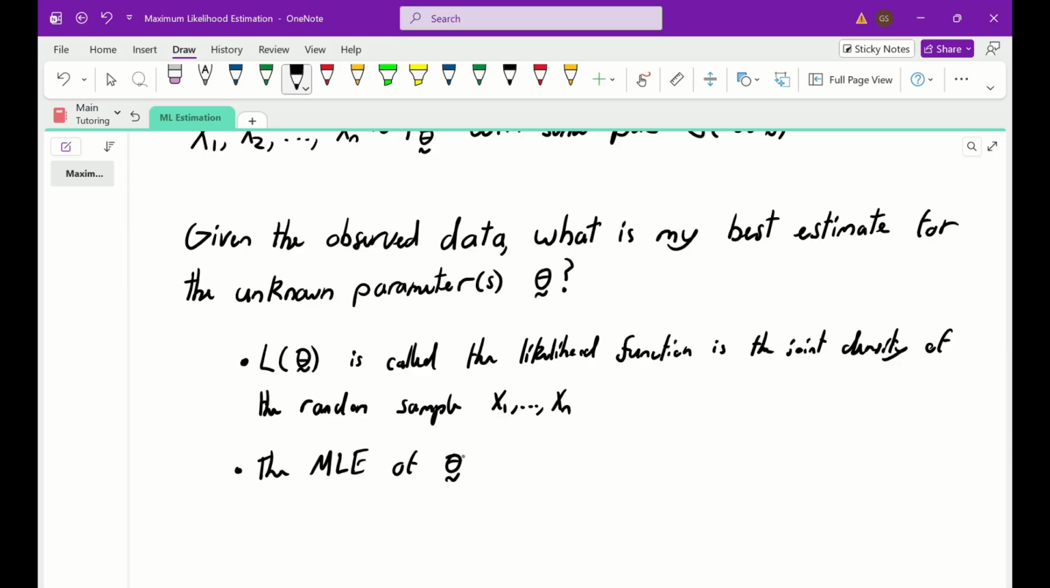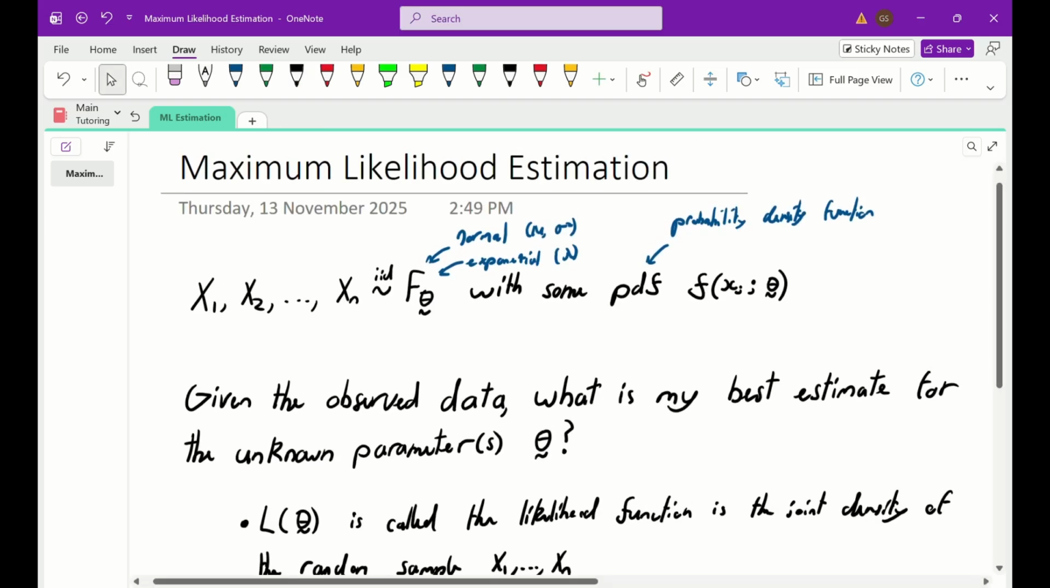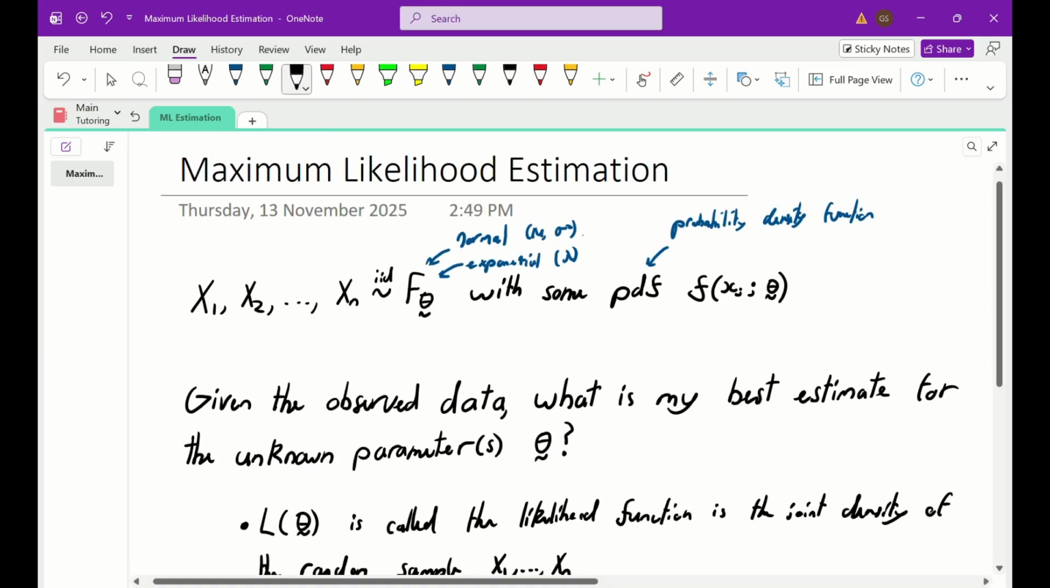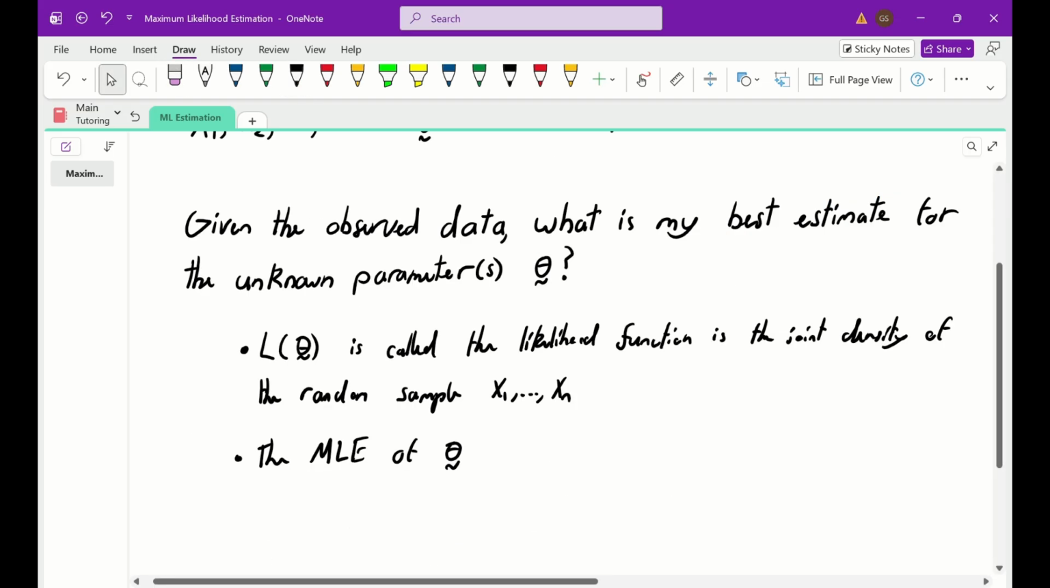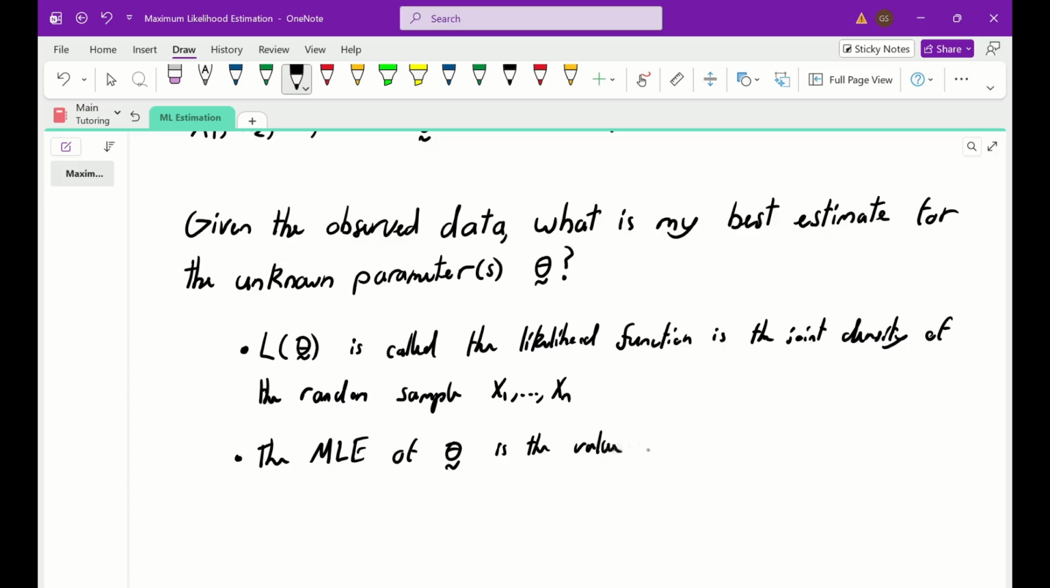And I'm calling theta a vector here because it could be two parameters. Like for the normal distribution I said before, it's a mean and a standard deviation, but it could also be one parameter, such as the exponential, which is just one, right? So the MLE of theta, the unknown parameter theta, is the value theta hat, such that the likelihood at theta hat is the maximum of the likelihood function.